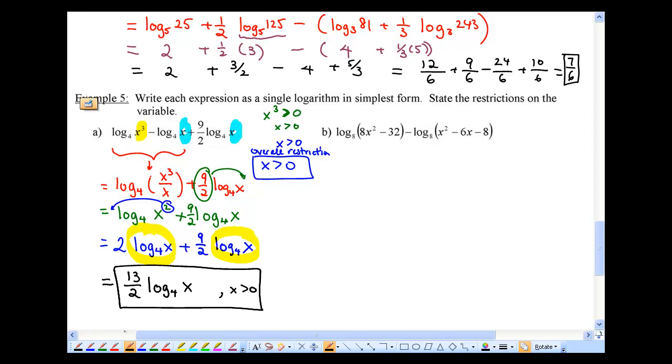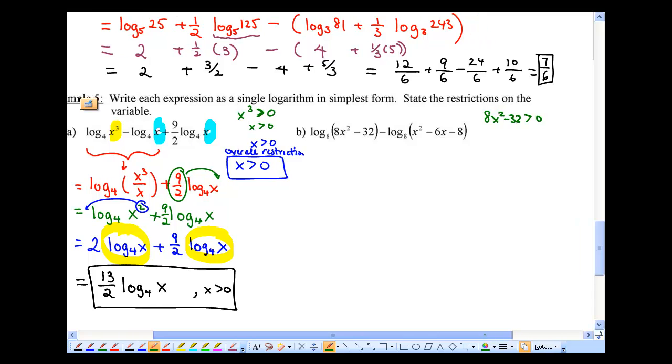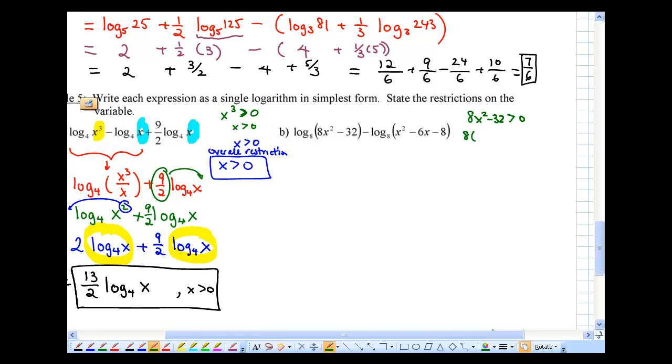I'm also going to ask you now to try part B, where you have some more complicated things, but the idea is the same. First of all, look at the restrictions. Remember, the stuff inside the bracket has to be bigger than 0. So let me look at 8x squared minus 32. That has to be bigger than 0. I'm going to factor out the 8. Don't know if you remember how to do this kind of stuff. 32 over 8 is 4. I'm going to factor this difference of squares. Remember that lovely stuff?